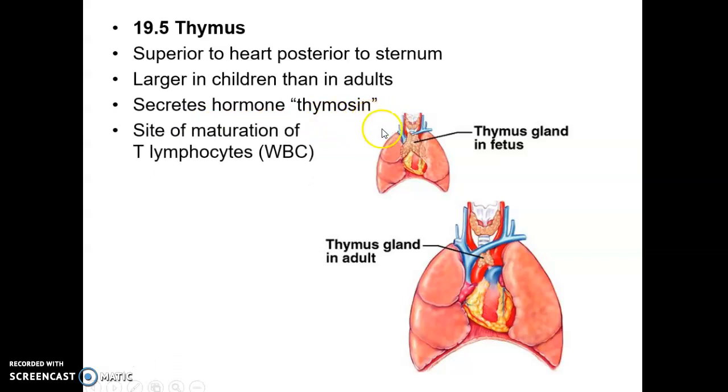and that's important in prodding along the maturation of a white blood cell lineage called the T lymphocytes, and we'll talk about that when we do the immune system. So important in the development of the immune system. T for thymus, meaning T lymphocytes are lymphocytes that become mature, immunocompetent because of the thymus. So, overall immunity function. Okay.